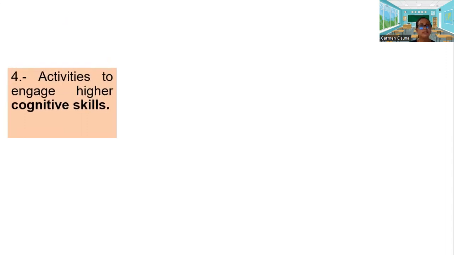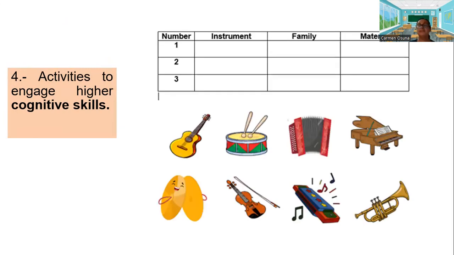The fourth type, activities to enhance higher cognitive skills. At the end, they had to fill in the chart, to complete the chart. They had to choose 3 instruments, and they had to write the name of the musical instrument and the family.